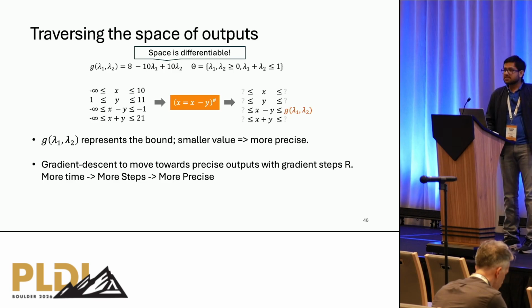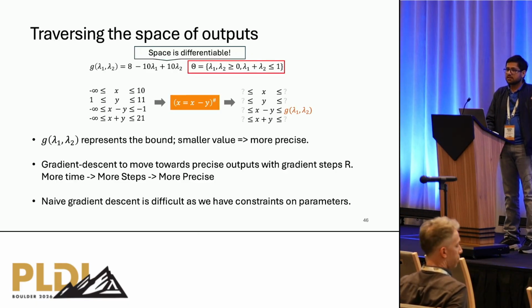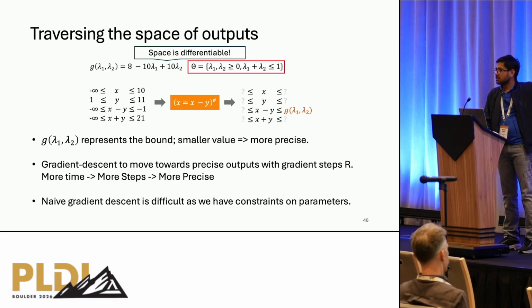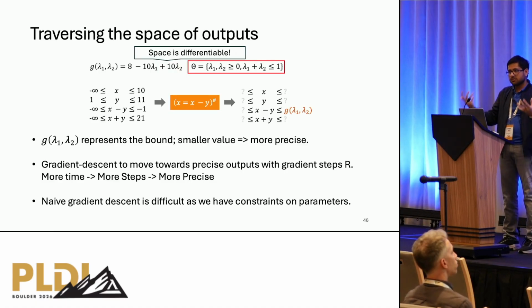Our space is constructed in such a way that these parametric bounds are always differentiable. So you can allow tasks to give these gradient steps R. If there is more time, we can do more steps and eventually get more precise answers. But the issue with this is we can't just apply naive gradient descent, because we also have some constraints that we have to satisfy. And if we do projected gradient descent sort of techniques, then they become inefficient because of the projection operation.